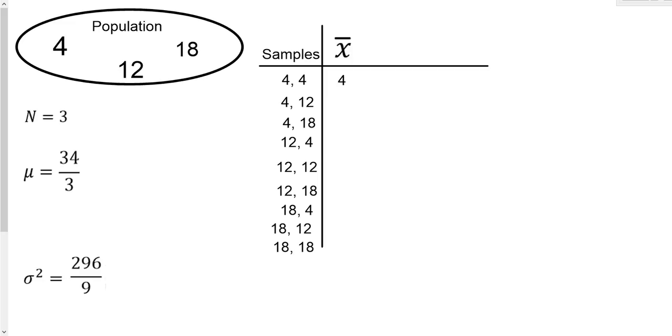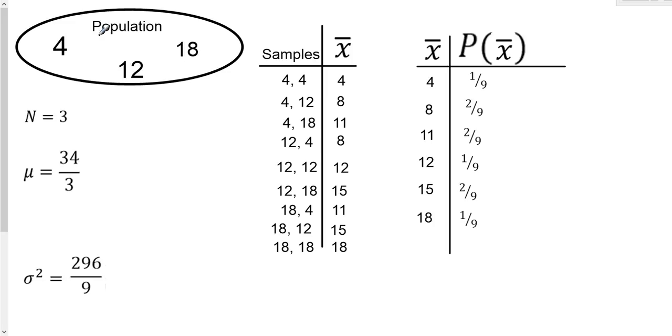What I'm going to do is calculate the sample mean from each one, x bar. I've already calculated the population mean mu, but now I'm going to calculate the sample mean for each of these individual samples. So 4 plus 4 is 8. 8 divided by 2 is 4. I'm just finding the arithmetic mean for each sample. 4 plus 12 is 16. 16 divided by 2 is 8. 4 plus 18 is 22. 22 divided by 2 is 11. And then I continue in that fashion, calculating all the sample means. So those are all the sample means.